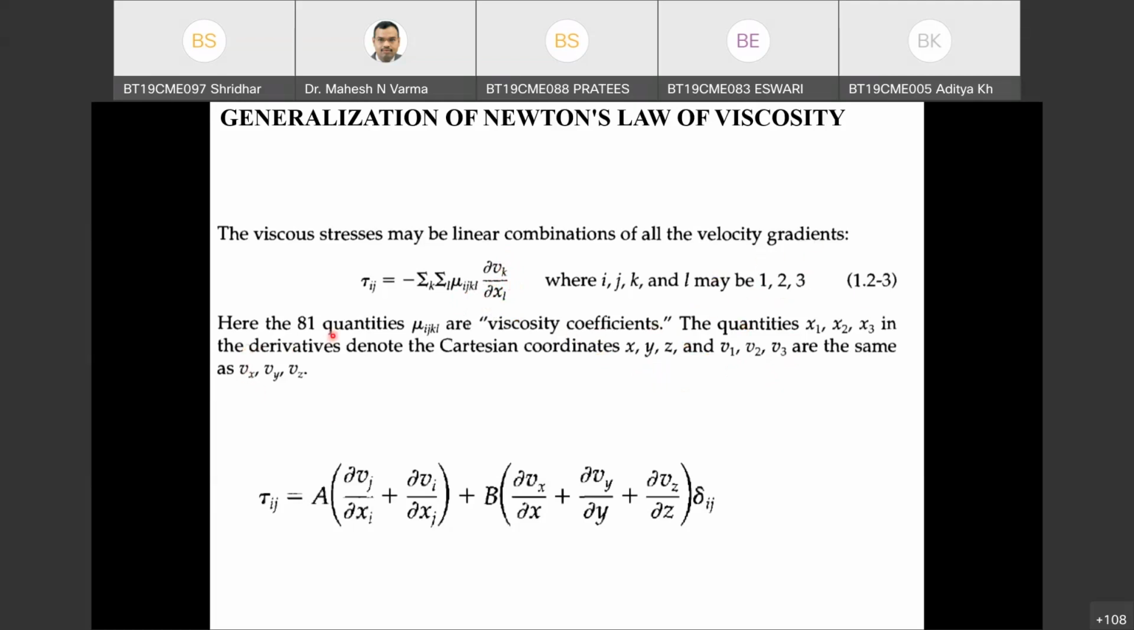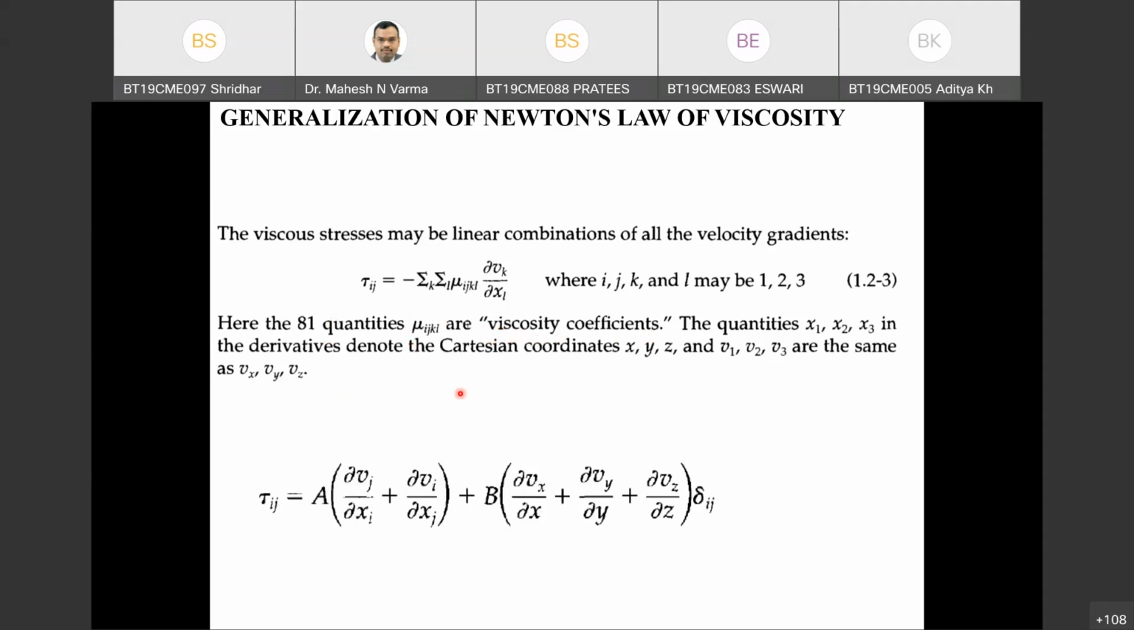So as such, there will be 81 quantities which will represent a property similar to viscosity, and these are called viscosity coefficients. All these are viscosity coefficients. How many? There are 81 components in Cartesian coordinates.